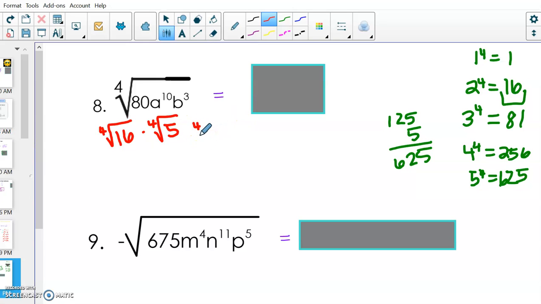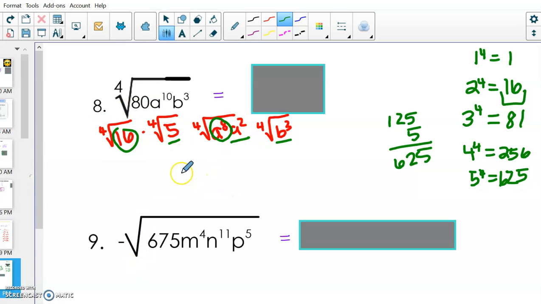And then think about the 4th root of a to the 10th. All right, how many groups of 4 can you make out of 10? Let's think about this as a to the 8th and a squared. We know that 8 is 2 groups of 4, and then the a squared would be left over. And then the 4th root of b to the 3rd, how many groups of 4 can you get out of b to the 3rd? You can't get any groups of 4 out of b times b times b. So that'll be left over, this will be left over, and this will be left over. And then this and this we can simplify.